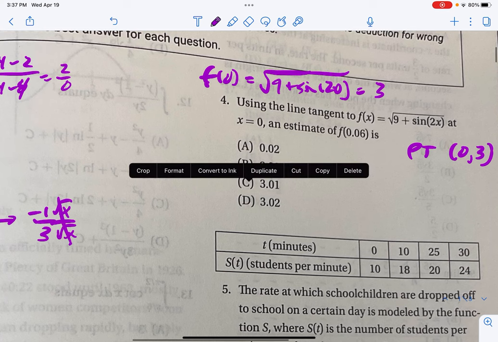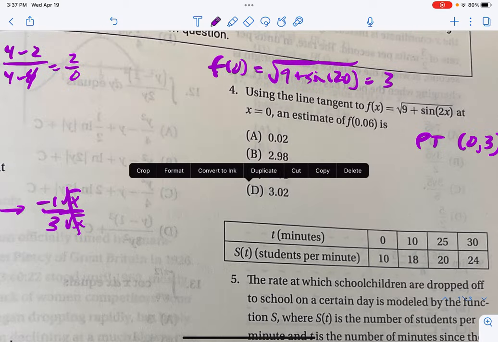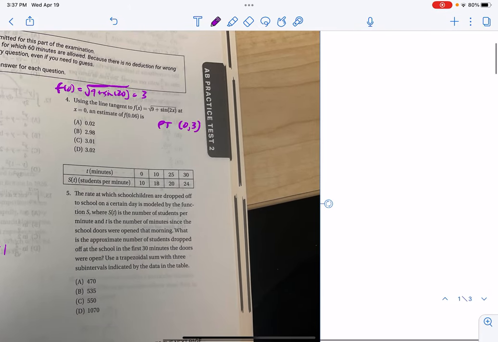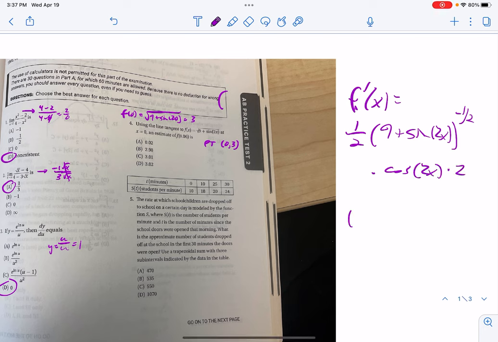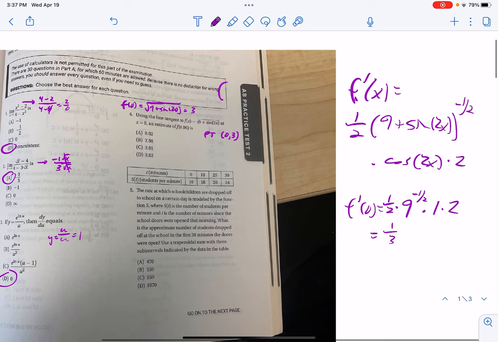So my slope, f prime of x, let me do this on the side. F prime of x would be 1/2 this thing to the negative 1/2 times the derivative of the inside, which is cosine 2x times 2. If I plug in 0, that's 1/2 times 9 to the negative 1/2 times cosine of 0, which is 1, times 2. The 2 and the 1/2 cancel. We have 9 to the negative 1/2, which is 1/3. So our point is 0 comma 3, our slope is 1/3.